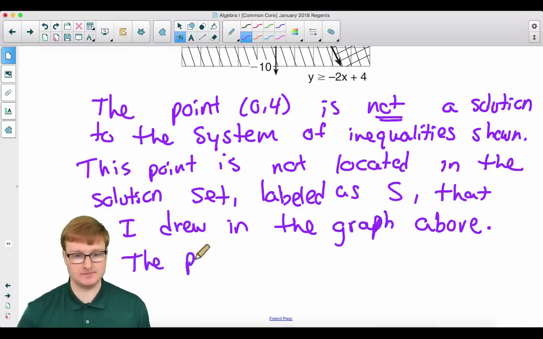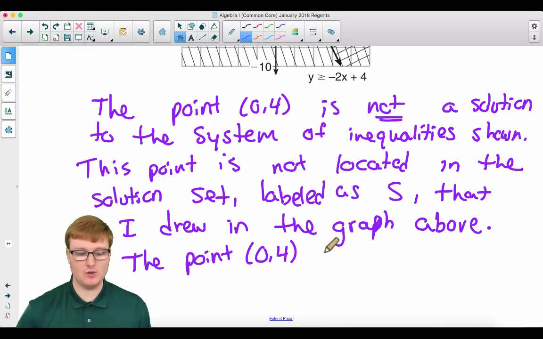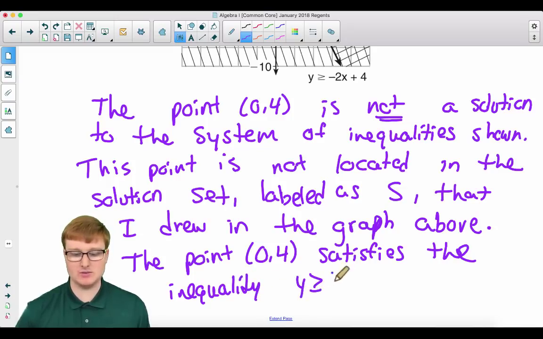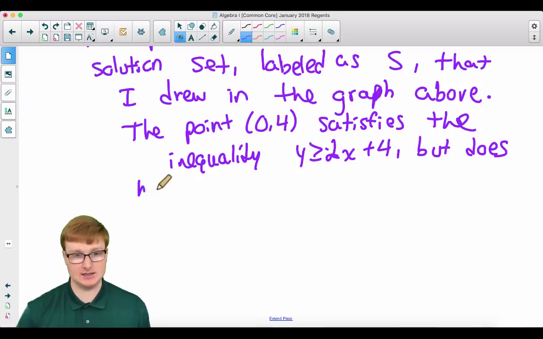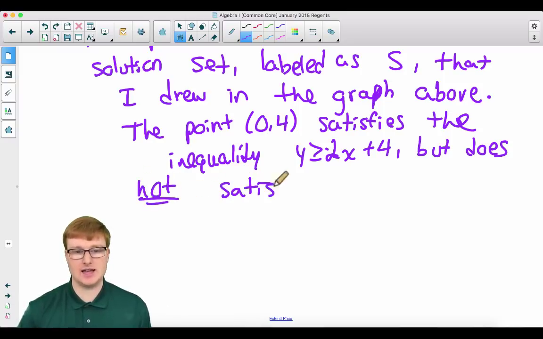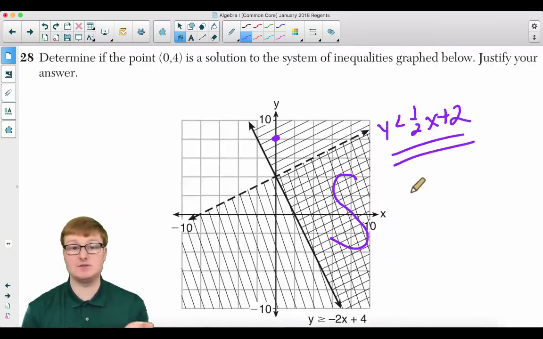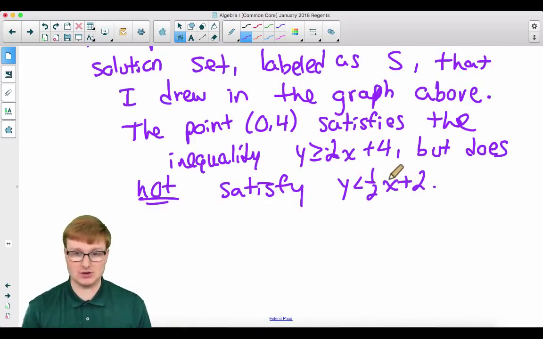The point (0, 4) satisfies the inequality y is greater than or equal to -2x + 4, but does not satisfy y is less than 1/2 x + 2, which is the inequality that I found that they did not give to you for some unknown reason on this graph.